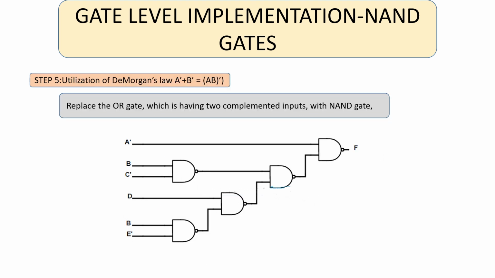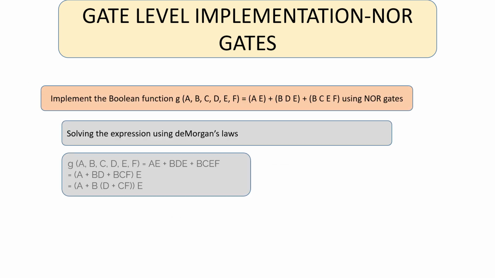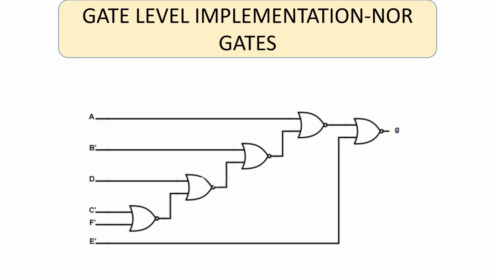Step 5, utilization of De Morgan's law. A bar plus B bar is equal to AB the whole bar. So if an OR gate is there with two of its inputs inverted, that can be conveniently replaced with a NAND gate. So in this figure, three OR gates are replaced with NAND gates. The final circuit thus has only NAND gates. Implementation of any circuit can thus be done using only NAND gates. Use the De Morgan's law, make the simplification, and the circuit will consist of only NAND gates.